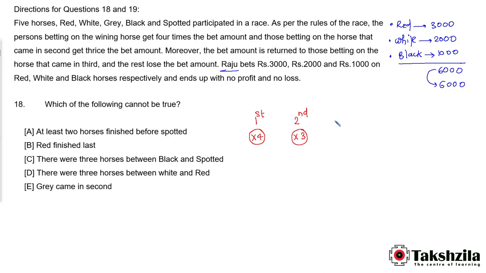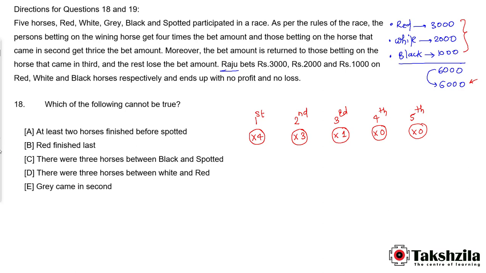If the horse comes at third position, then the bet amount gets returned. It means it is multiplied by 1. If the horse ends at position 4th or 5th, then they are not going to return any amount, which means your bet amount will get multiplied by 0. It becomes 0. So we are going to invest these 6000 rupees and we are going to get 6000 rupees. That's it. So you need to check the various possibilities over here.